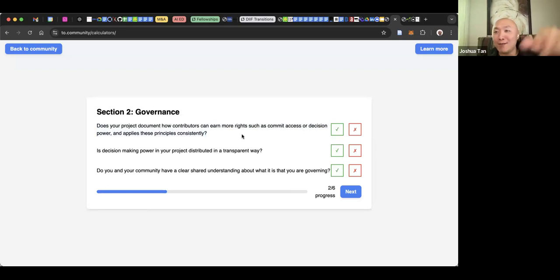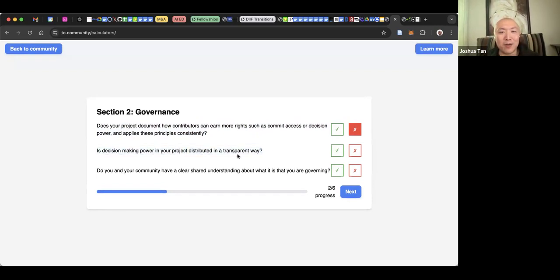I actually haven't looked at all of these yet, so you're going to go through with me. Does DASTAR document how contributors earn more rights such as commit access or decision power and apply those principles consistently? No, we have not formalized how this actually works. It lives basically in my head somewhere.